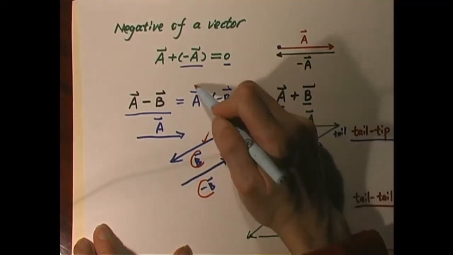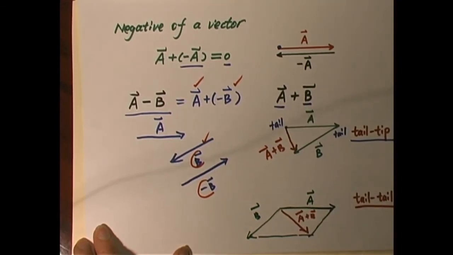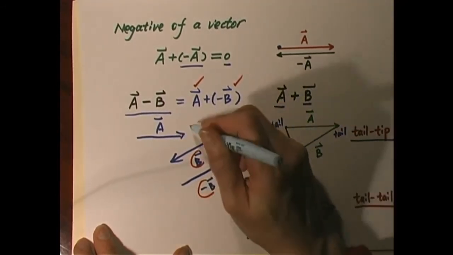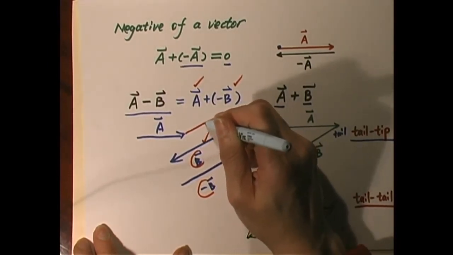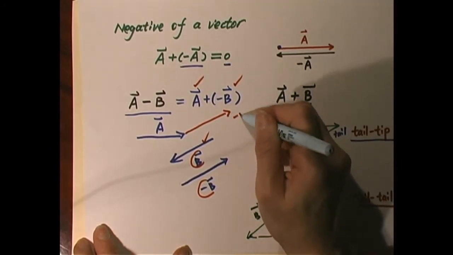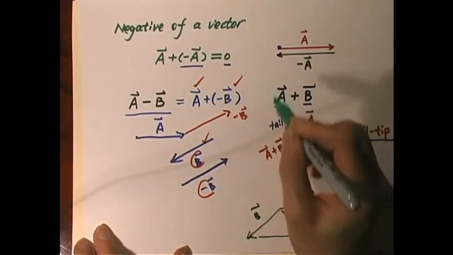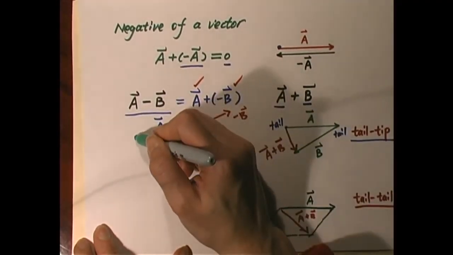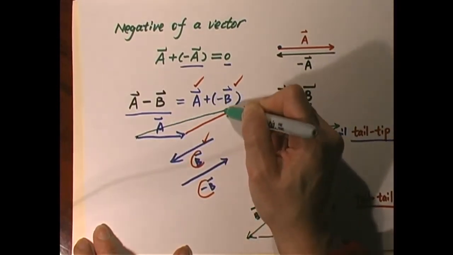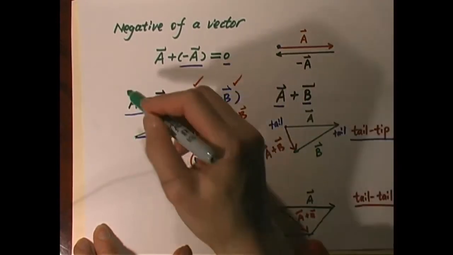So if we want to add A and another vector named negative B, how do we do that? We just need to choose either one of the methods. So if we decide to do tail-tip, then we move this negative B to here, see? Because this negative B has the same length. Now, A's tail tip, negative B's tail tip, and then this is the resultant. What is the resultant? The resultant is A plus negative B. That's A minus B.